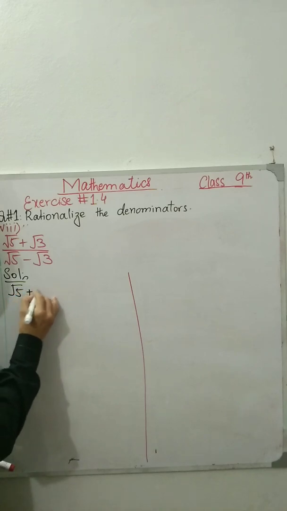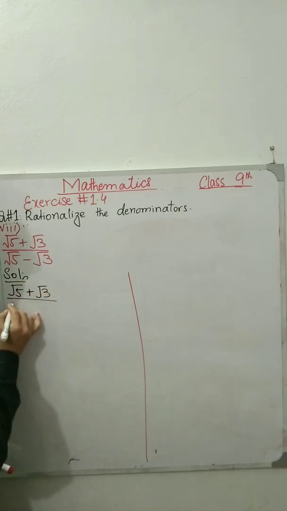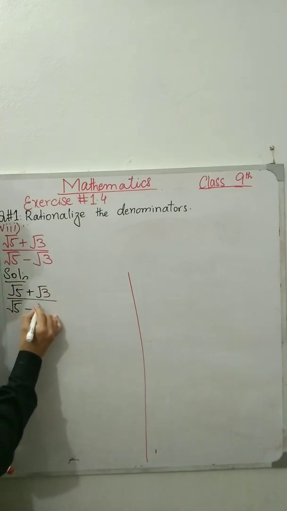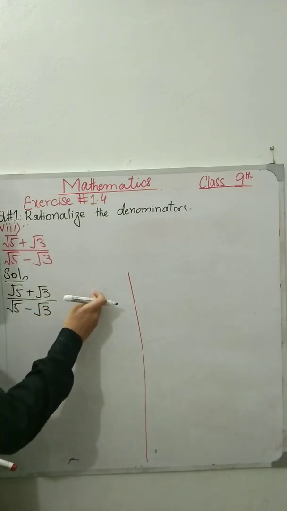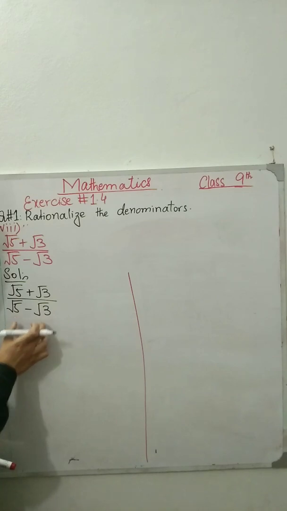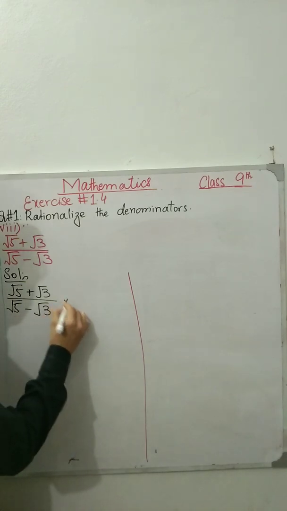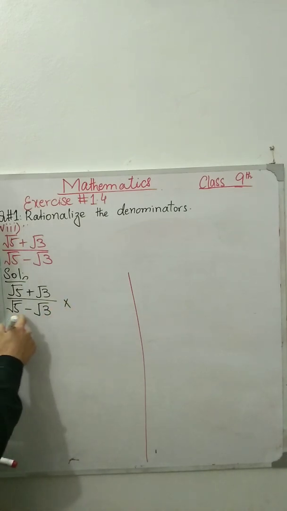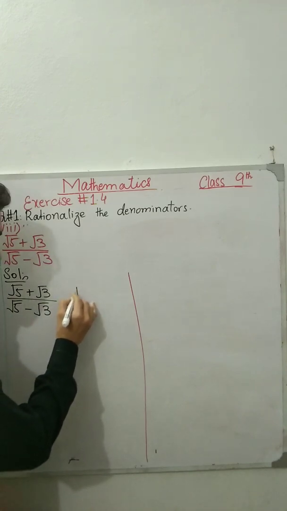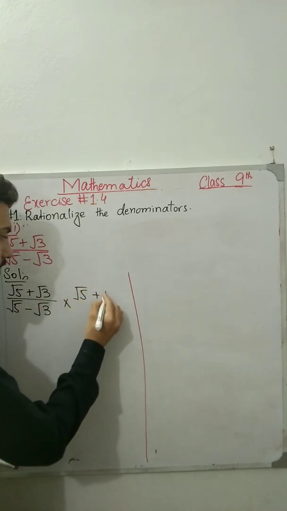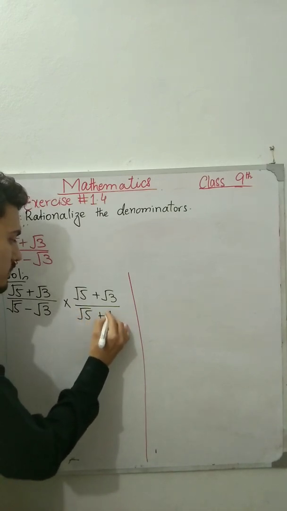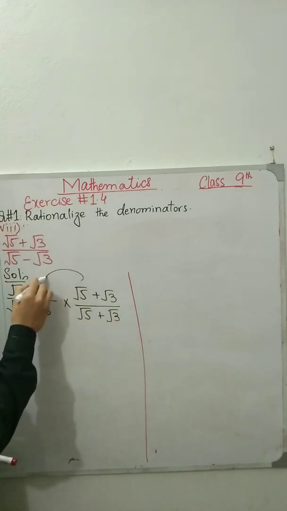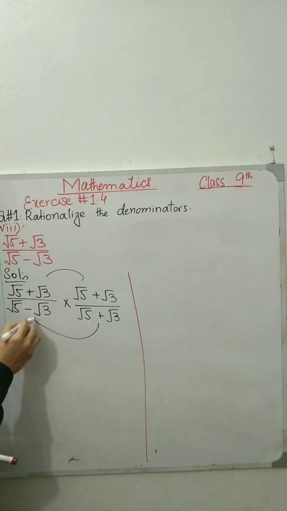Square root of 5 plus square root of 3 over square root of 5 minus square root of 3. So what happened in rationalization? We just multiply and divide by the conjugate of the denominator. I have square root 5 minus square root 3, so the conjugate of this is square root 5 plus square root 3, the same divided by square root 5 plus square root 3.